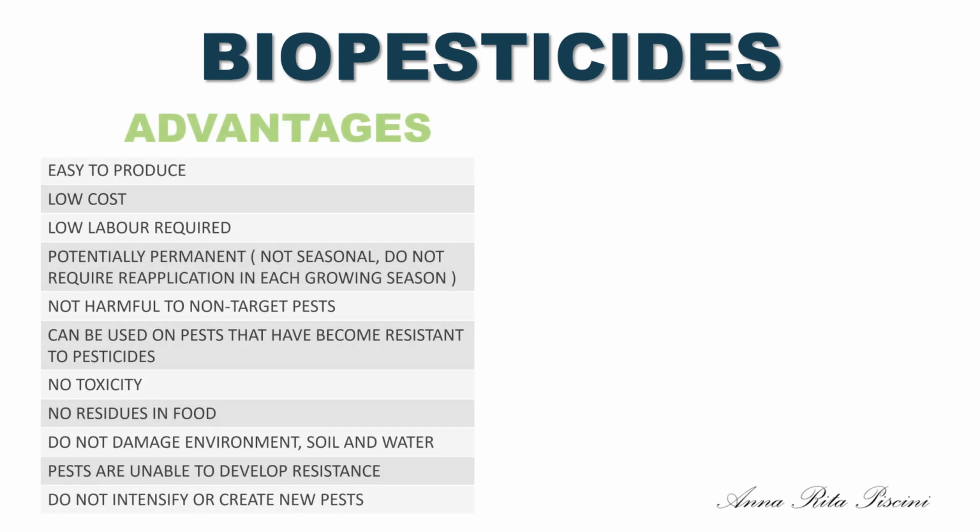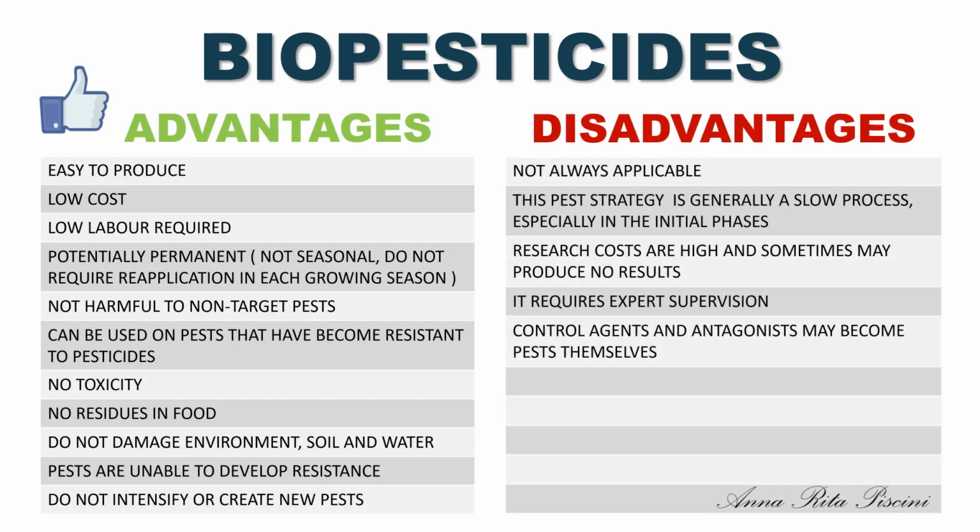Biopesticides. Advantages, disadvantages. The advantages in the use of biological pesticides are: they are easy to produce, low cost, low labor required, they are potentially permanent, that is, they are not seasonal and do not require reapplication in each growing season.